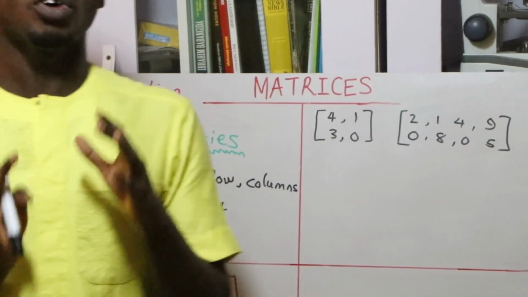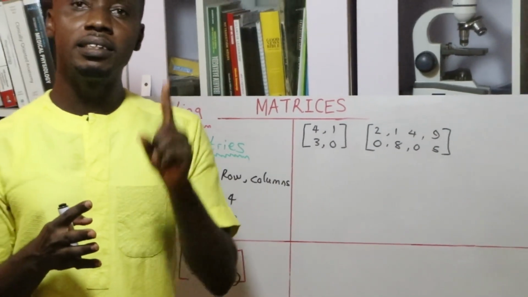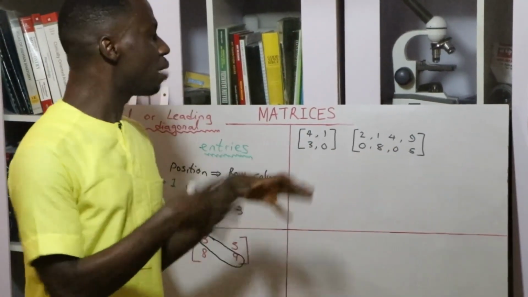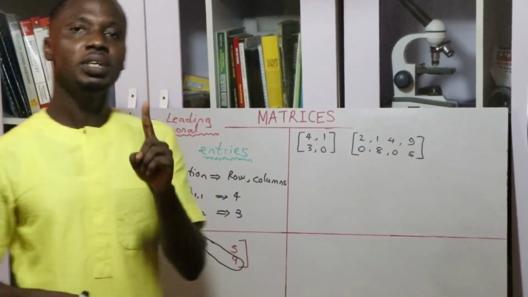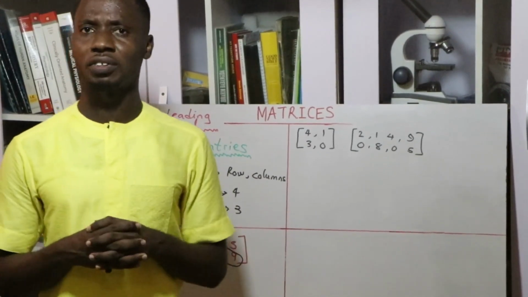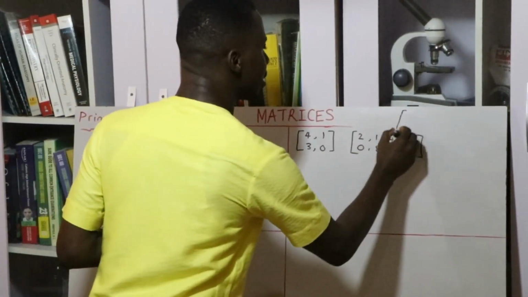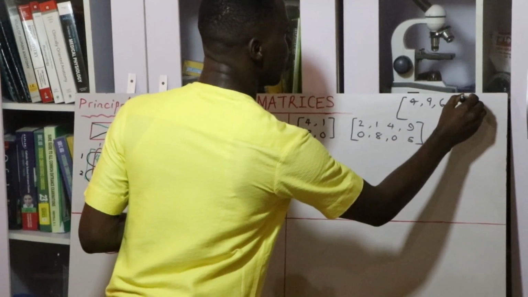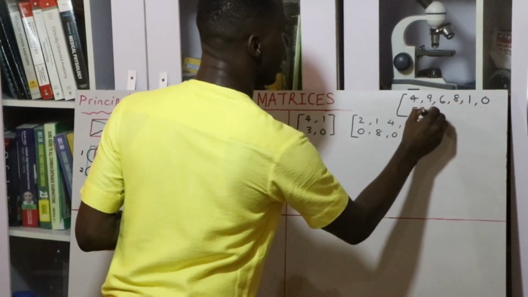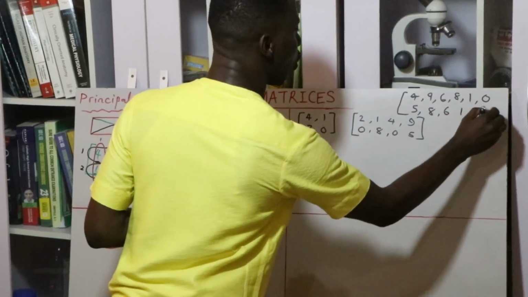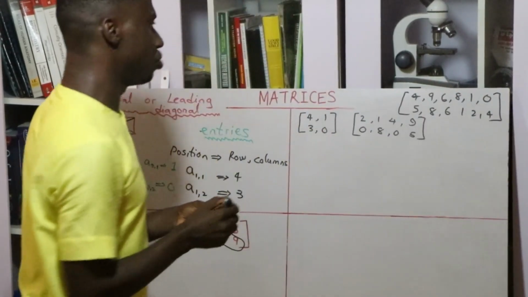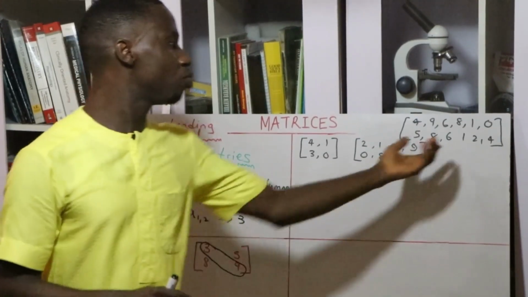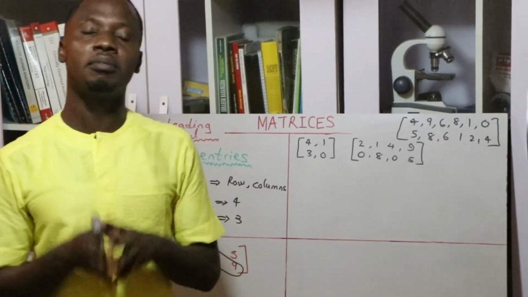Now, the determinant of a matrix is a single number that represents a matrix. While we can have complicated matrix numbers everywhere, we can actually calculate a number that represents a matrix, and that is advantageous. Even if you give me a very complicated matrix, like 4, 9, 6, 8, 1, 0, 5, 8, 6, 1, 2, 4, I can use a particular number to represent each of them. And that is what the determinant of a matrix is.